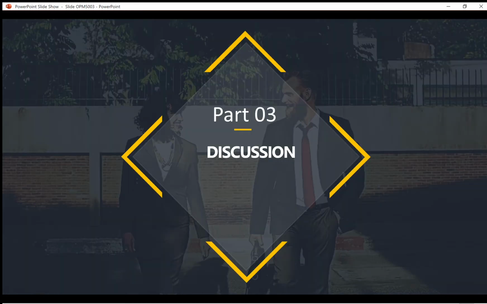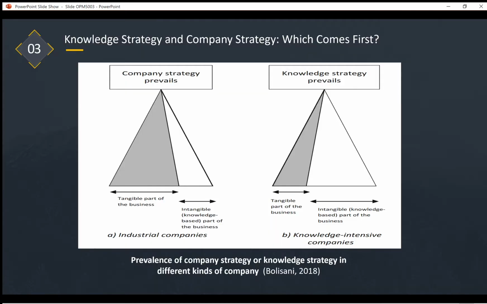If we accept that there is a strict relationship between knowledge strategy and company strategy, there is a second issue that is important to consider. What comes first, company strategy or knowledge strategy? Many important works that analyze the strategic importance of knowledge tend to see a knowledge strategy as a component of the company strategy, which is aligned with the literature review of knowledge management strategy formulation.